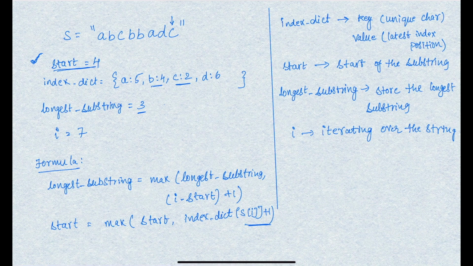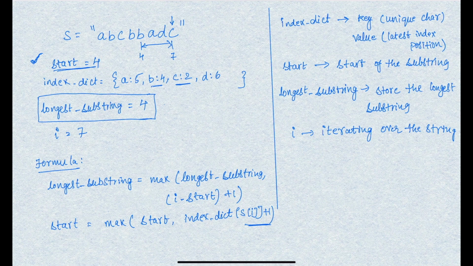So then we are updating our longest substring. In this case, our longest substring will be 7 minus 4 plus 1. So that is going to be 4. Yeah, we have iterated over our entire string and our longest substring value is 4. This is our longest substring, and the string is from index position 4 to index position 7. From 4 to 7. So this is our longest substring.